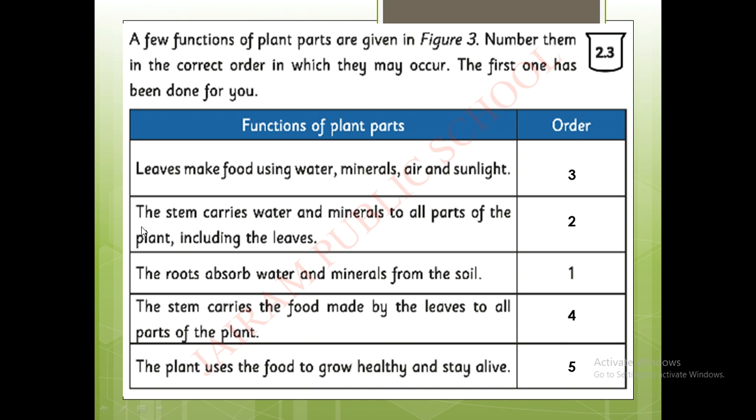The second process is the stem carries the water and minerals to all parts of the plant, including the leaves. So what is the stem doing? It takes the water and minerals to all parts of the plant and the leaves also. The third function is the leaves make the food for the plant using the water, minerals, air and sunlight. After preparing the food, again the stem carries the food made by the leaves to all parts of the plant. After carrying it to all parts, the plant uses the food to grow healthy and stay alive. So these are the functions of the plant parts. Now children, in your book you can write the order.